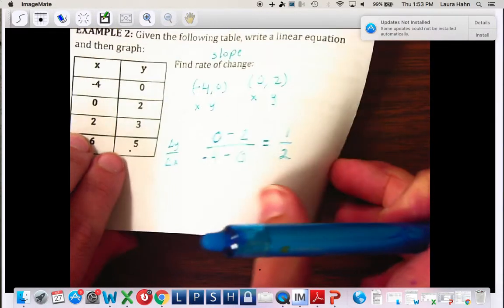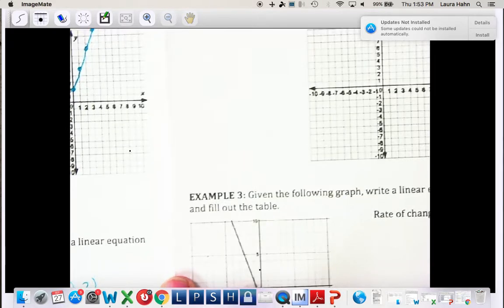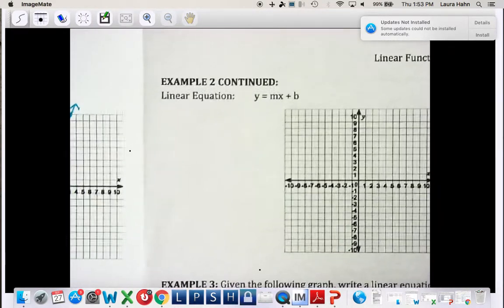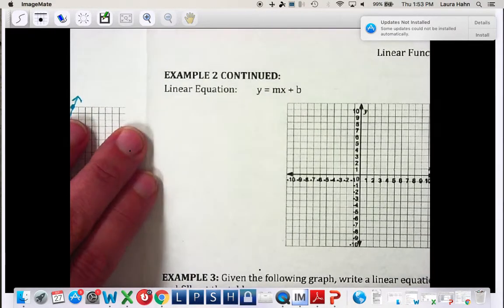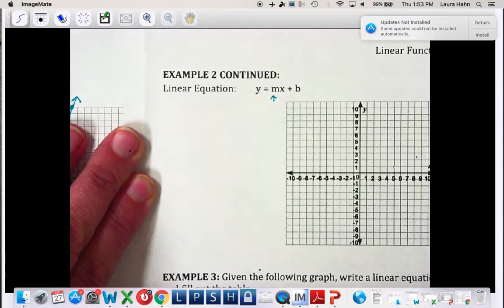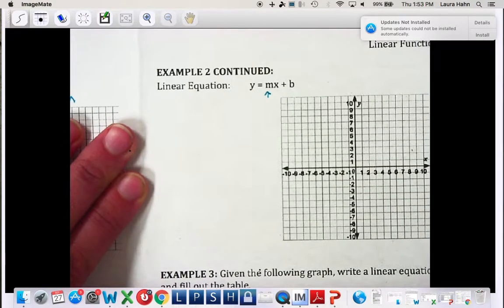Okay, we're going to use this on the continued example. Okay, so we already figured out slope. We have not figured out b, our y-intercept, so I'm going to show you 2 ways to do it. The first way I'm going to show you is the hard way.